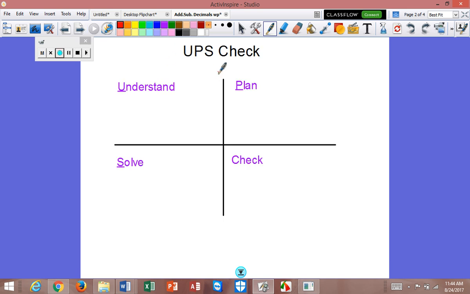So specifically for word problems, we are going to use the UPS check method. The U stands for understand, the P stands for plan, the S stands for solve, and then we're going to check the answer. So I'm going to use this method on the word problems that we see in this video. So take a moment to pause and write down this little grid in your spiral notebook.